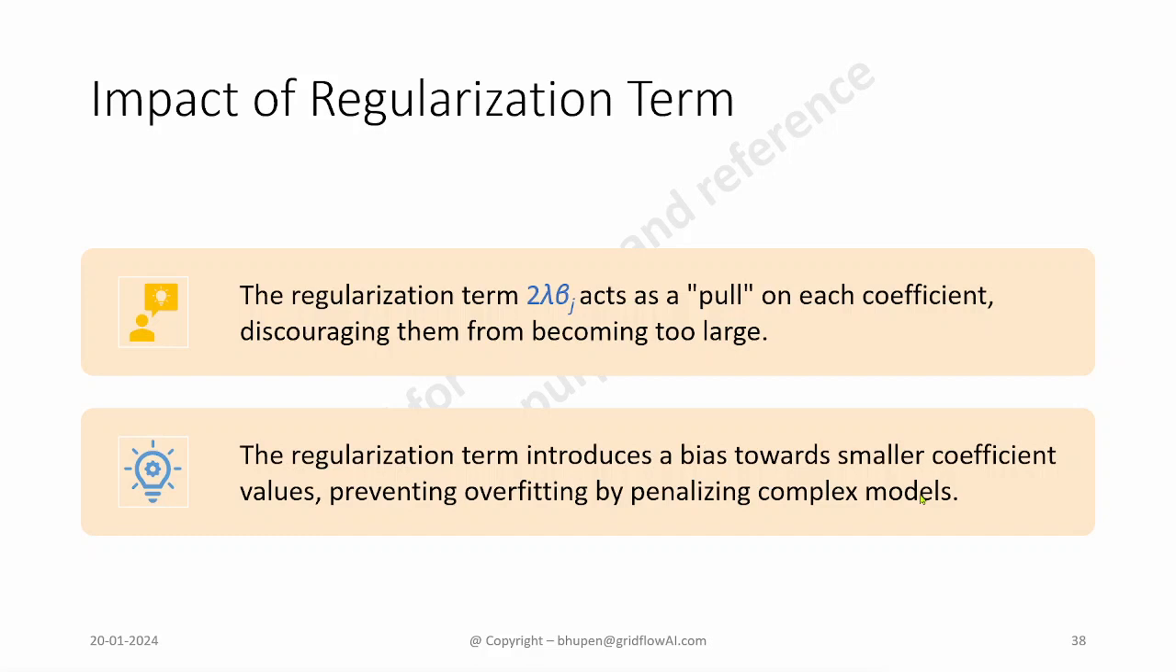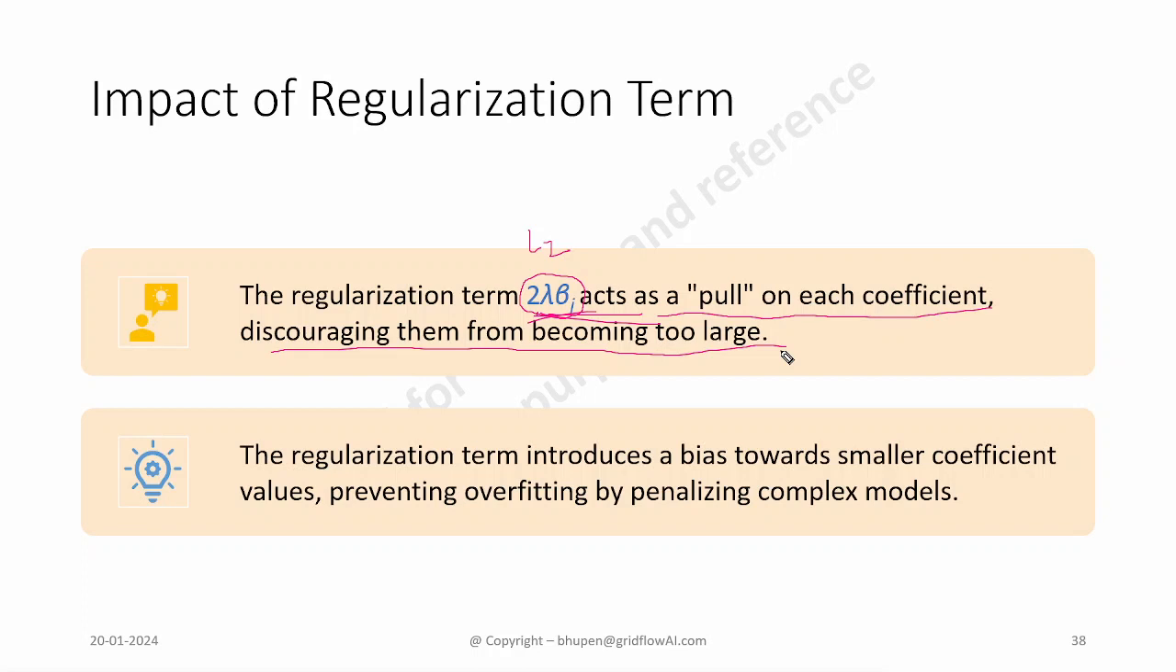So what's the impact of regularization here? The regularization term after taking the derivative will be like this, essentially in case of your L2 regularization. After taking the derivative, this will take a shape of 2 times lambda and then the beta coefficient. Now this term being added in the objective function, this does the trick. What is this trick? It acts as a pull on each of the coefficients, and that discourages the coefficients from becoming too large. Why is it becoming too large?